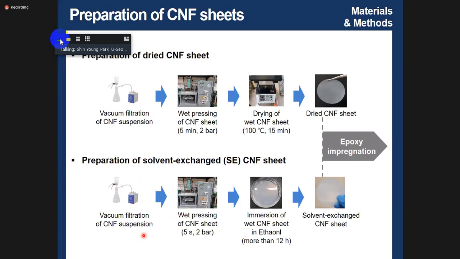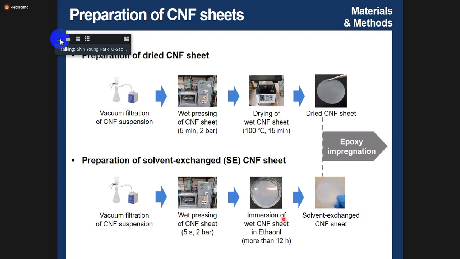Then we prepared a CNF sheet with this CNF. To investigate the effect of the solvent exchange of the CNF sheet, sheets were prepared in two different ways. Dried CNF sheets were prepared by vacuum filtration of CNF suspension, wet pressing, and hot pressing. In case of the solvent exchange CNF sheet, the vacuum filtrated CNF sheet was wet pressed and soaked in ethanol as a wet state for more than 12 hours. The solvent exchange CNF sheet was not dried.